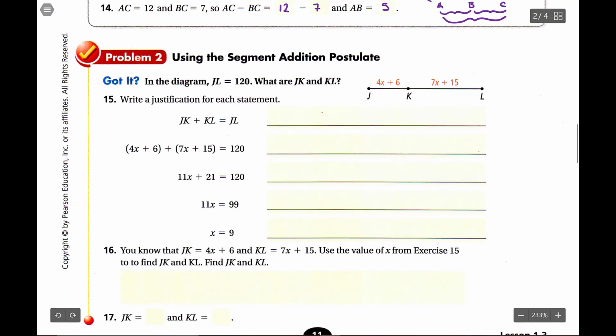Problem number 2, using the segment addition postulate in the diagram, JL is equal to 120 units. What are the measurements of JK and KL? So currently JK is represented by 4x plus 6. KL is 7x plus 15. Our first line in this justification problem says JK plus KL equals JL. That is from the segment addition postulate.